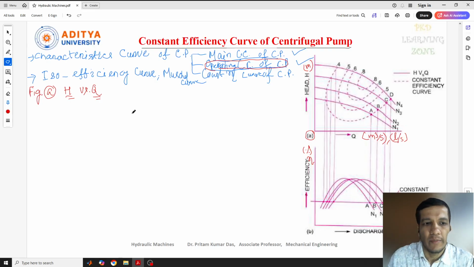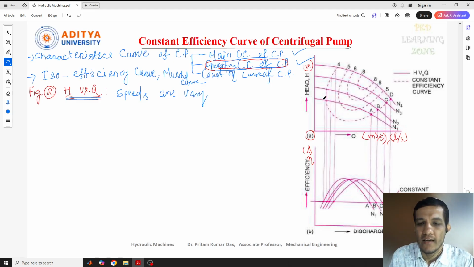This curve represents the comparison between head and Q at different speeds. Here the speeds are taken different, and as per the different speeds we have different heads also. So speed is not constant; only the diameter we can consider as constant. And as I told you, we need to find out the constant efficiency curve. So let's see how to find it.